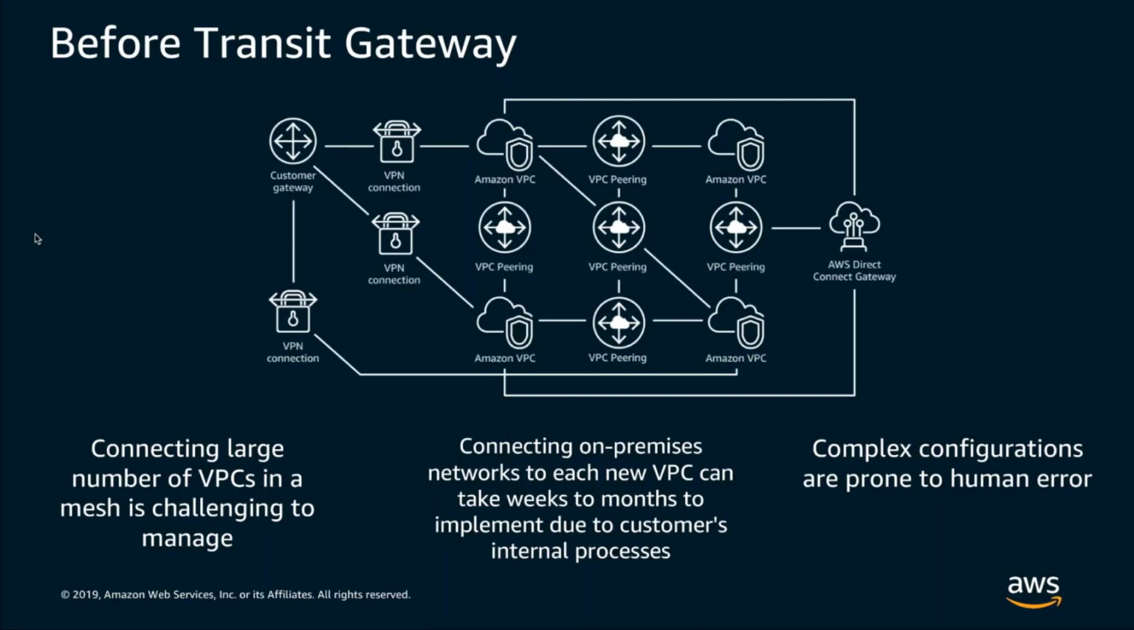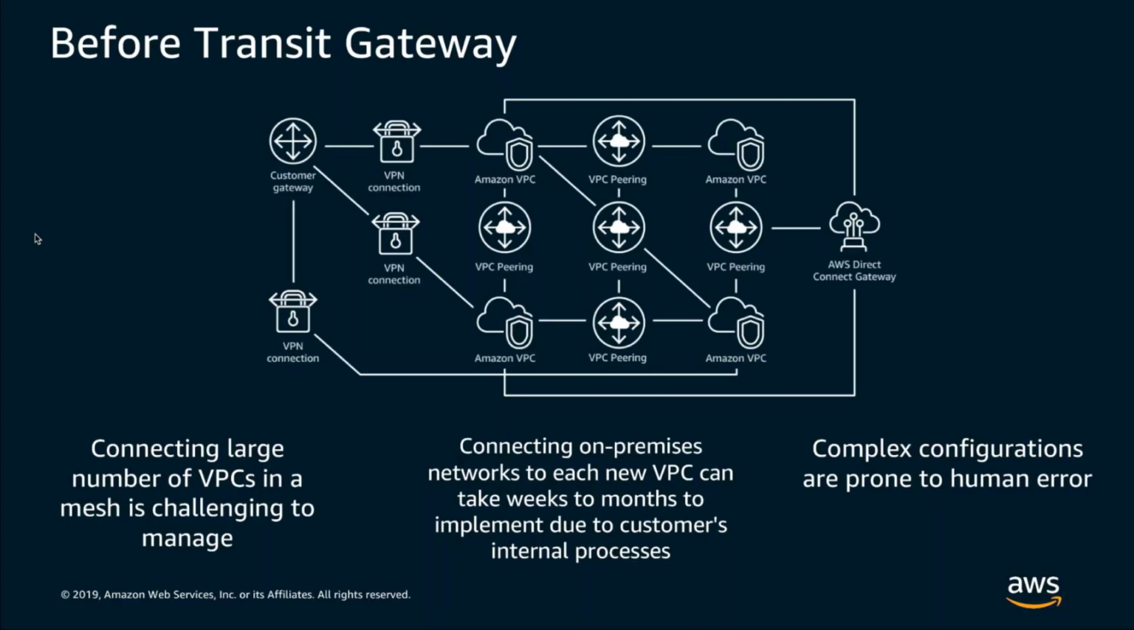Adding VGW and VPN and a VIF could take some time because it requires you to touch your on-premises router. So you have to go to your customer gateway and do a configuration change on that, which in certain cases could take hours, days, or even months in some cases. So adding a new VPC would require a lot of extra work, just to add a new VPC.